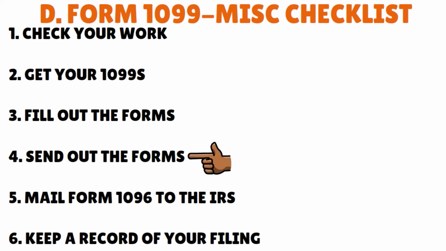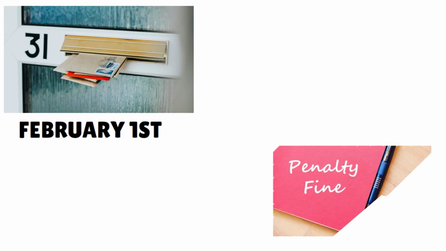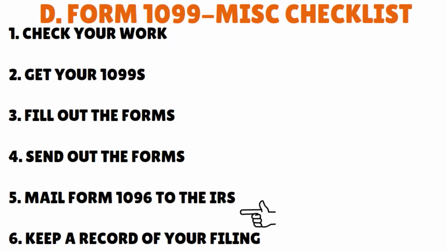And you send out the form. You must mail or hand each 1099 copy B to the contractor no later than February 1st. Failure to meet that deadline can lead to IRS penalty fees, and this can be very hefty. And make sure to keep copy C for your own records in case there are questions regarding the information provided to the IRS.